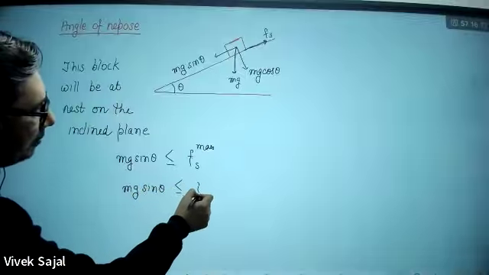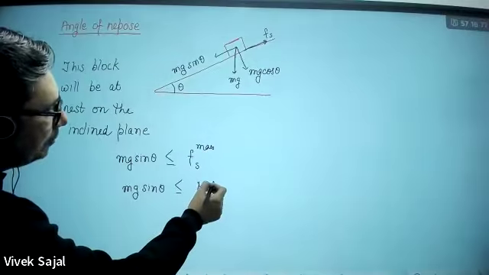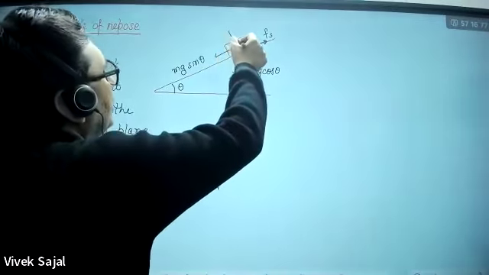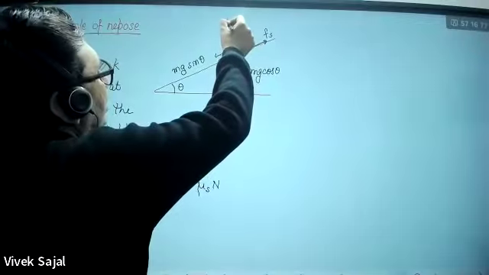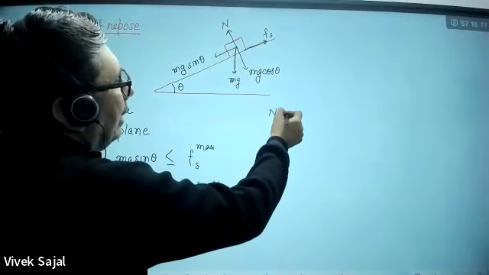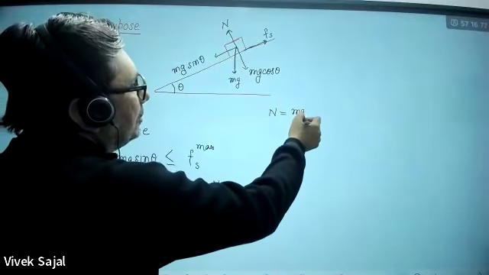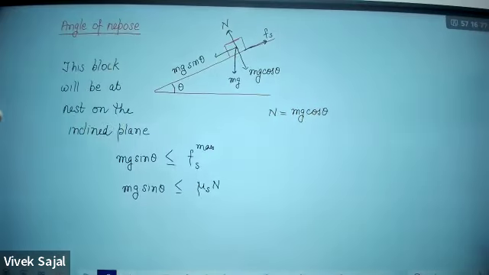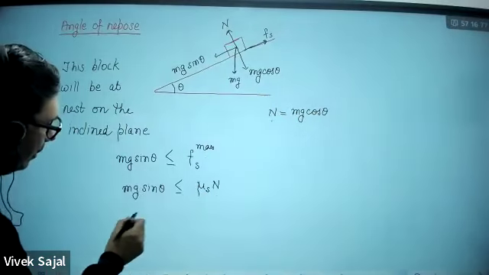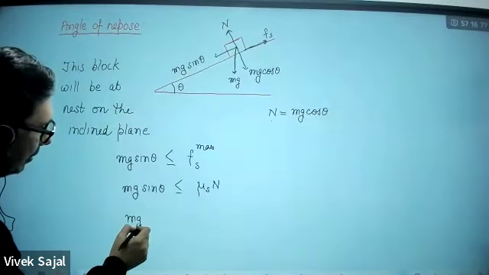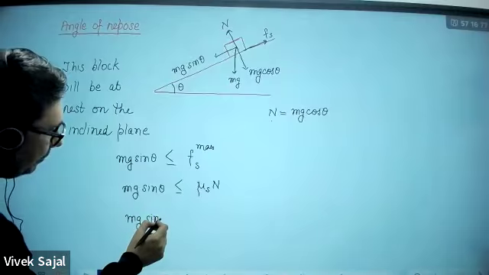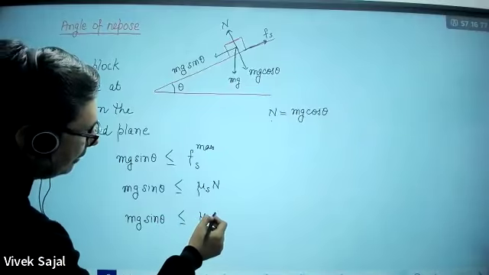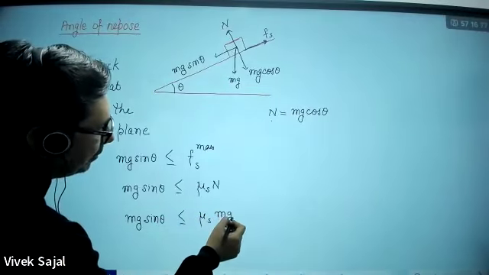Now, from here, how much will it be? This will be mu s into N. What will be N? N will be in this direction, so if you look here, N will be equal to mg cos theta. So substitute this N here. So this mg sin theta will be less than or equal to mu s times mg cos theta.